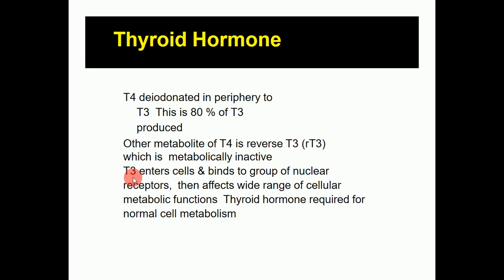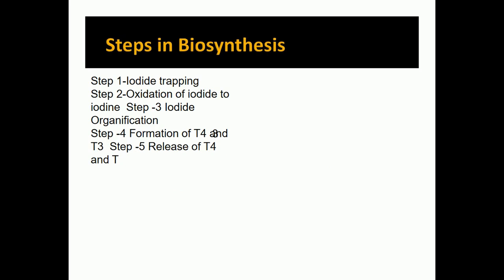T3 enters the cells and binds to a group of nuclear receptors. Its binding is directly to the nuclear receptor, and then it can affect a wide range of cellular metabolic functions. Thyroid hormone is required for normal cell metabolism, so thyroid hormone secretion is important. If thyroxine is produced in lesser quantity, it does not meet the requirement of your body. If its secretion becomes abnormal, that is also a problem, as equilibrium is required for body adjustment.